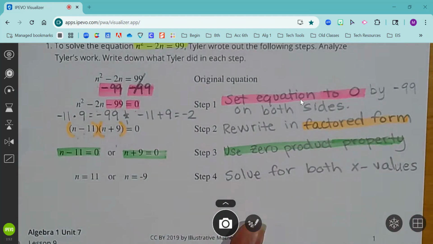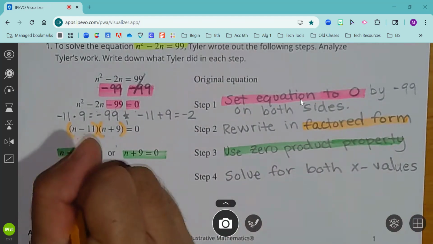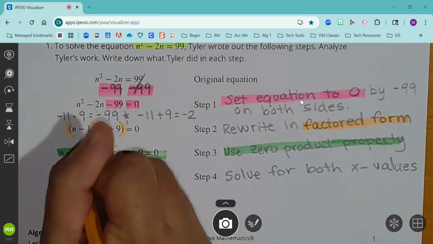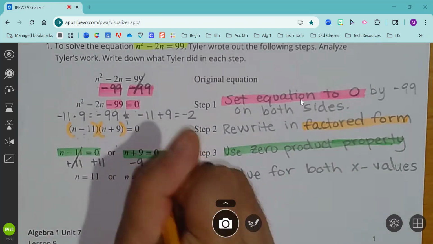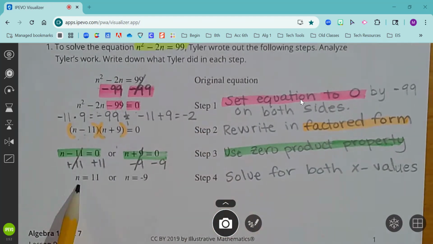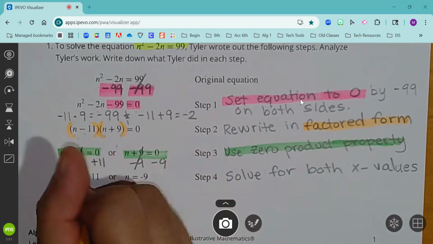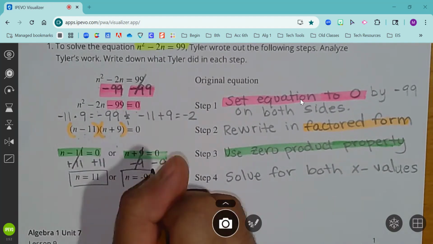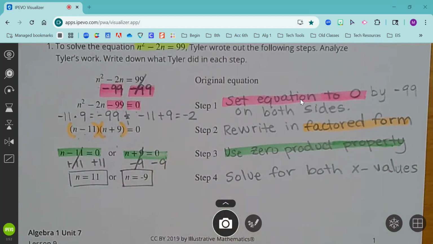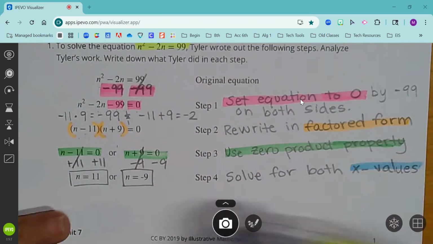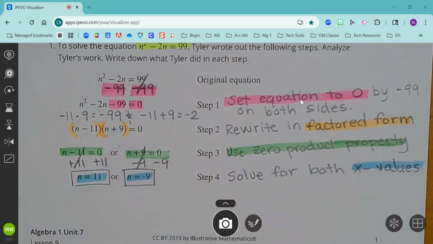Okay, so solve for both x values. So it looks like they added 11 here, added 11 here, and then minus 9 here, minus 9 here. Okay, and then that's how we get our answers. N equals 11 and n equals -9. There you go. So here are the steps for solving quadratic equations by using factored form.